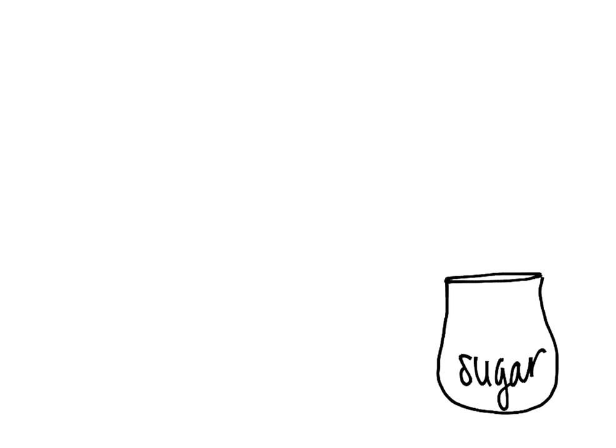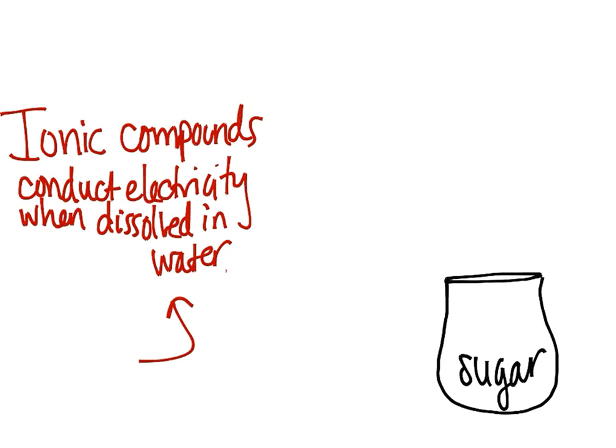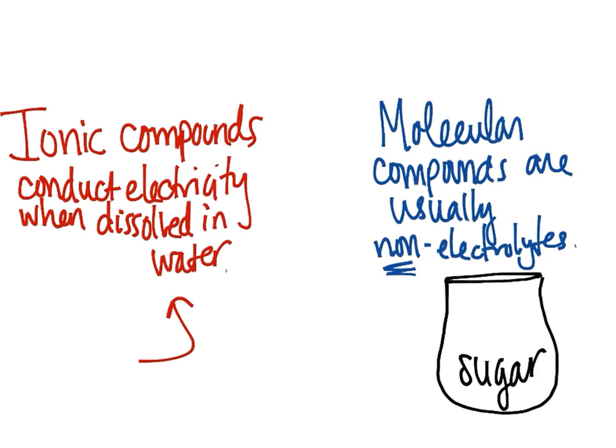And then I'm going to categorize the salt, which I accidentally erased here. Salt is an ionic compound and it conducts electricity, so we call it an electrolyte. Molecular compounds are usually non-electrolytes. We're going to learn second semester that there are a few exceptions to that. But most molecular compounds, when you dissolve them in water, do not conduct electricity, but ionic compounds do.